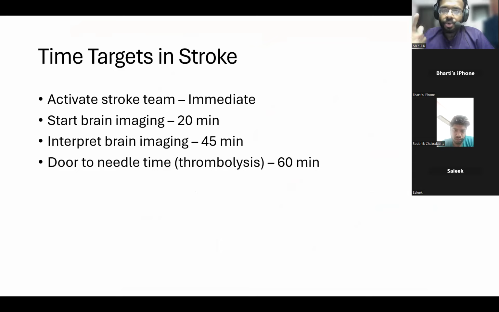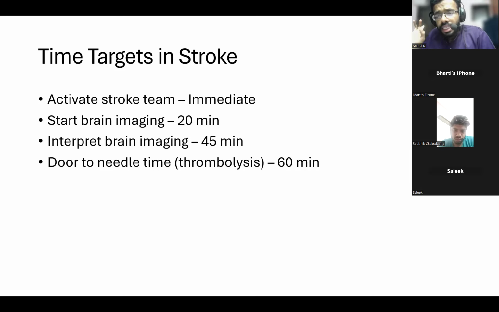Every single person should know this inside out, whether it be MBBS, PG, DM, whatever it is. You have to know all of these things. First thing, time targets. There are certain time targets that we have to follow to make sure that we are providing good quality care to the stroke patients that present to our hospital. Whenever you suspect stroke, you have to immediately activate the stroke team or call neurology, whatever the protocol is at your hospital.